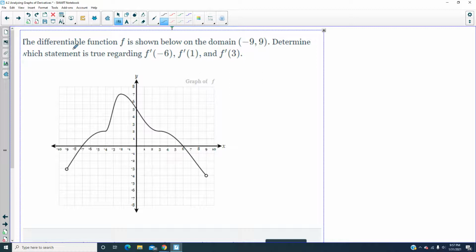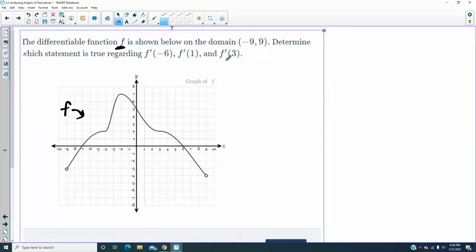Okay, so let's look at some examples of what you'll have. First one, the differentiable function f is shown below. My advice to you is, because you're working with the graphs of f and f prime, make sure you pay really close attention to what graph they give you. Even though it's labeled, I like to make a note to myself: this is the graph of f. Shown below on the domain, the open interval from -9 to 9. Determine which statement is true regarding f prime of -6, f prime of 1, and f prime of 3.